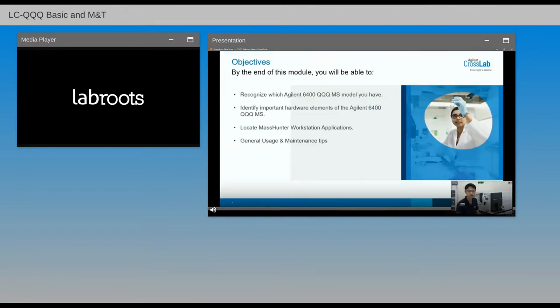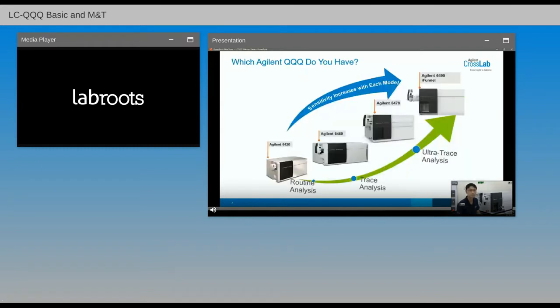So we're going to have a look at a recognition of the instrument that you may have in your lab, or you may be intending to budget to purchase for your use. This instrument is used in many areas, ranging from food safety, pesticides analysis, to pharmaceuticals analysis, to so-called research R&D in academia. So it's important to recognize the elements of the instrument, as well as to have a look at the workstation PC software applications before we go for the general usage and maintenance tips.